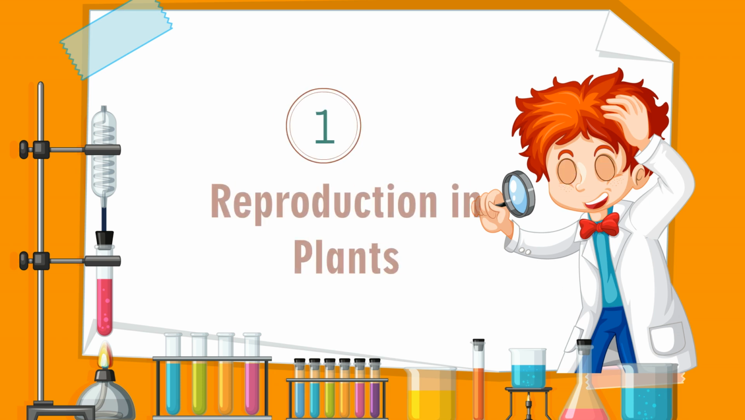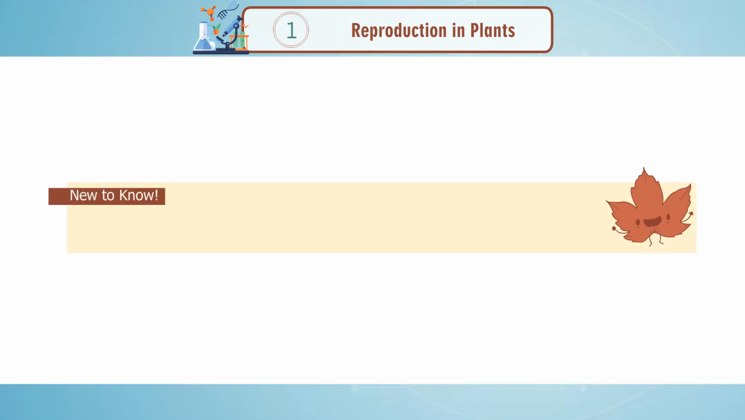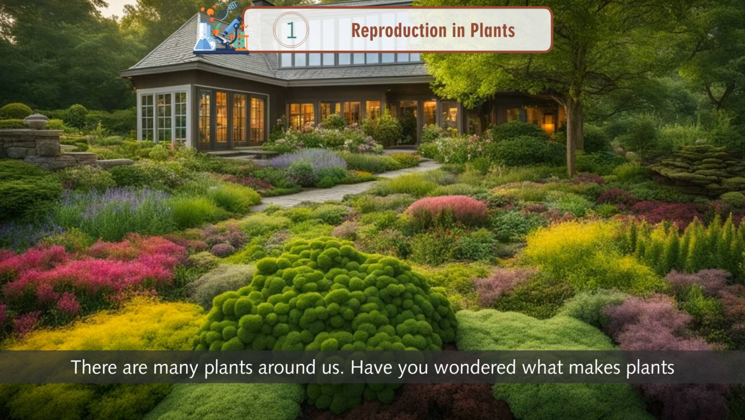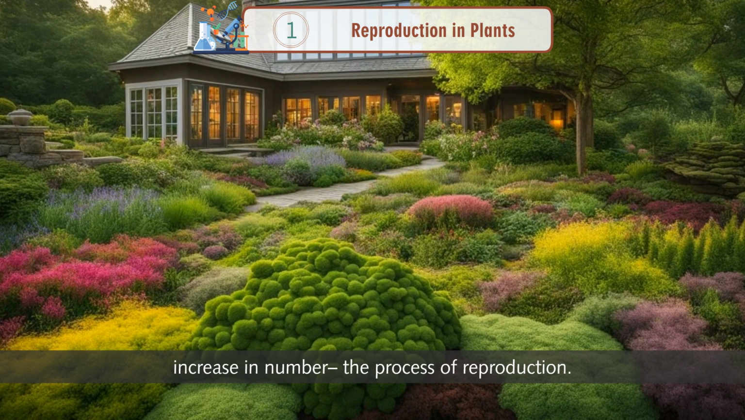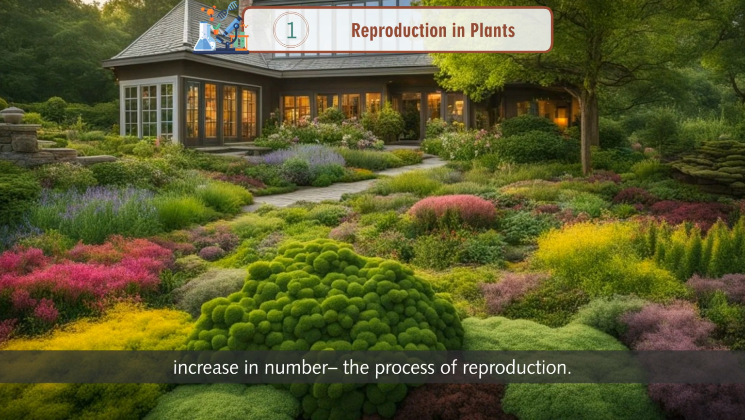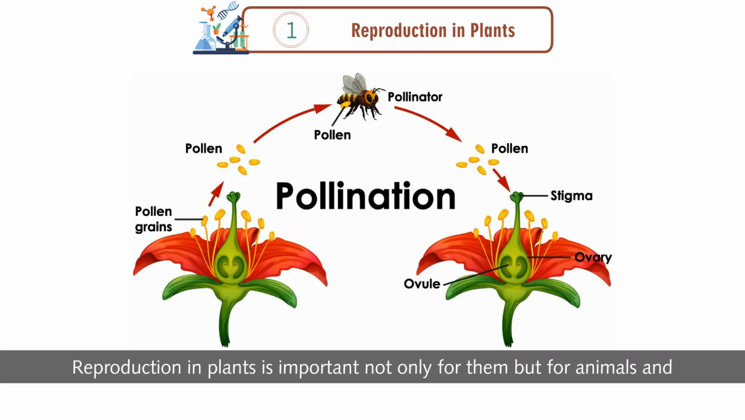Chapter 1. Reproduction in Plants. Need to know: reproduction in plants, crops and agriculture. There are many plants around us. Have you wondered what makes plants increase in number? The process of reproduction.